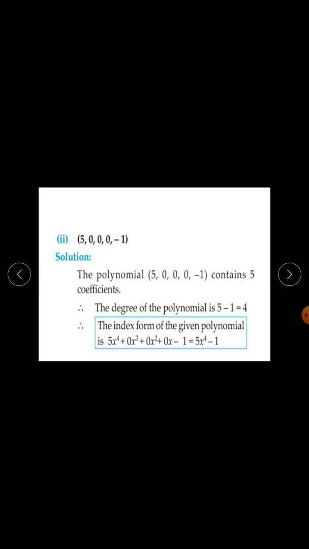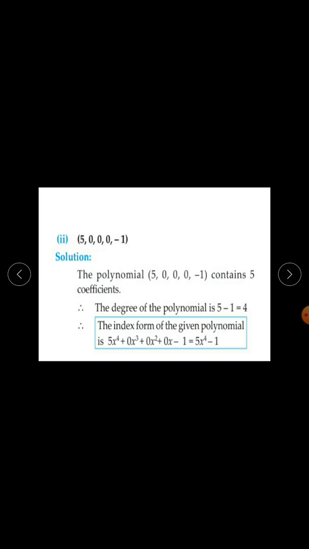Second one is 5, 0, 0, 0, minus 1. Solution. The polynomial 5, 0, 0, 0, minus 1 contains 5 coefficients. Therefore, the degree of the polynomial is 5 minus 1. Subtract 1 from this. So the degree of the polynomial is 5 minus 1 equal to 4. Therefore, the index form of the given polynomial is 5x raised to power 4. Highest power is the degree of the polynomial. So here highest power is 4.